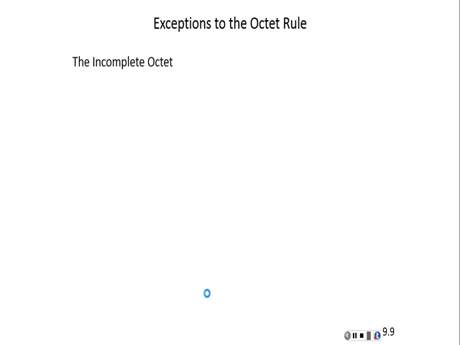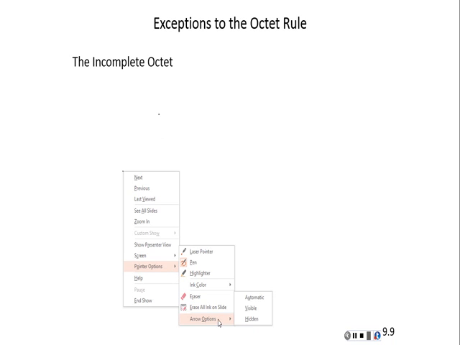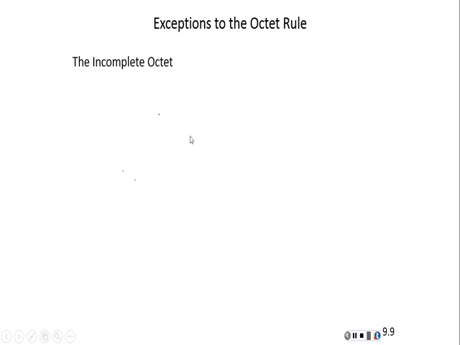Okay. Now there are exceptions to the octet rule. There's an incomplete octet, which we can see. I'm going to get rid of my arrow here. Go back to the arrow options. Okay. So here we go.